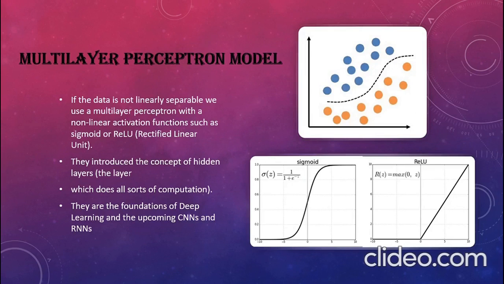Multi-layer perceptron model. A perceptron that has a single layer of weights can only help in linear or binary data classification. So if the data is not linearly separable, we use a multi-layer perceptron with a non-linear activation function, such as sigmoid. They introduced the concept of hidden layers, the layer which does all sorts of computation in this one. The multi-layer perceptron models are the foundation of deep learning and the upcoming CNN and RNN networks.